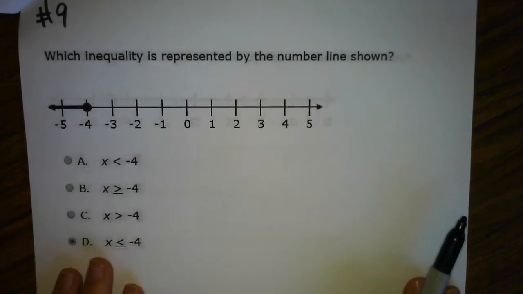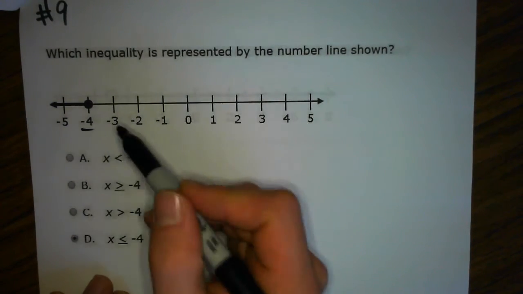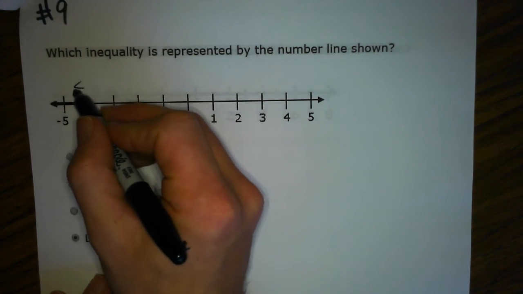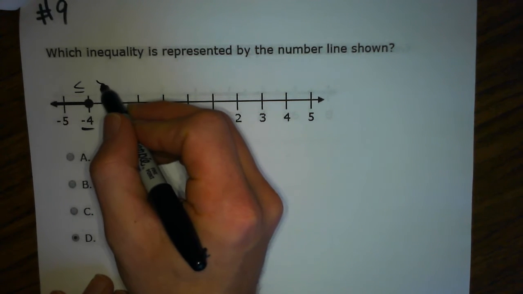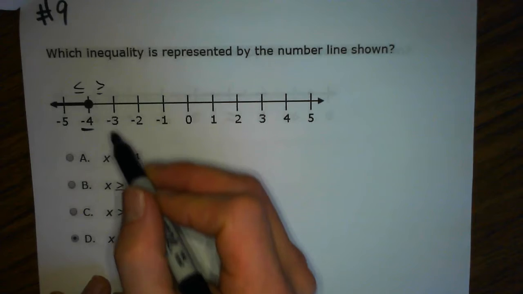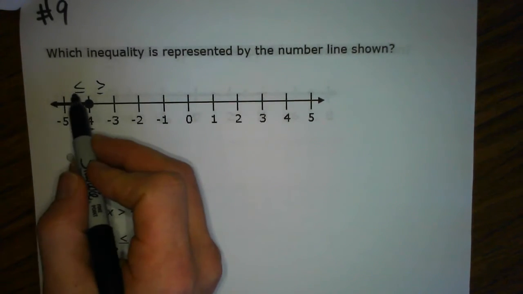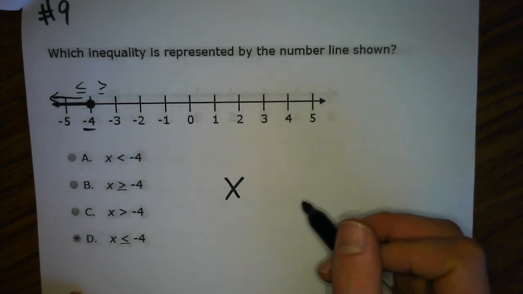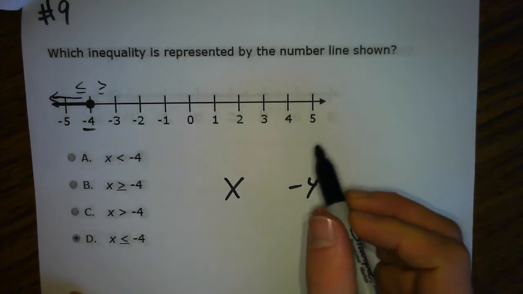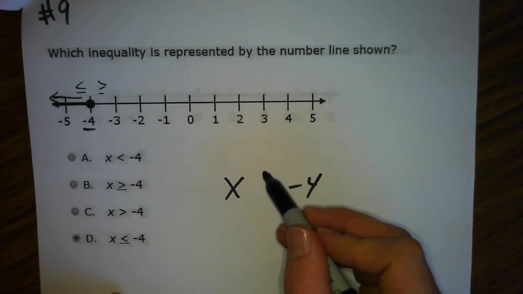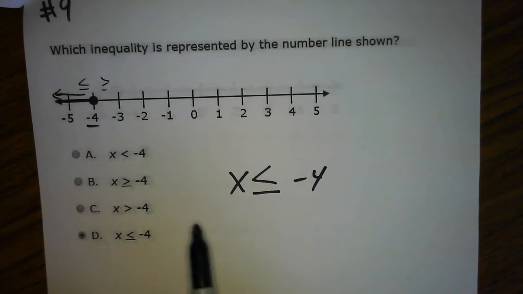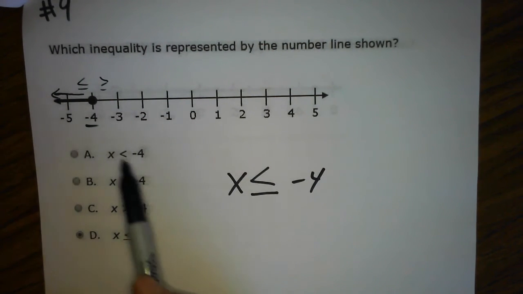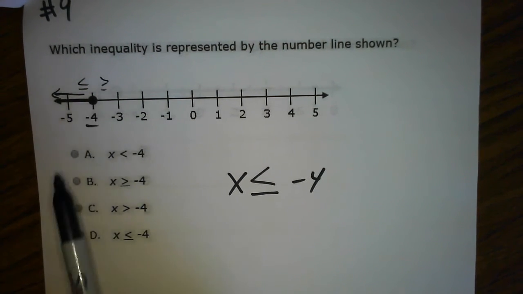Same type of question for number 9. I see that I'm at -4 on the number line. I see that the circle is closed, so it has to be less than or equal to, or greater than or equal to. And the shading is going to the left, so whatever my number is, x, I know that it has to be less than or equal to -4, because the shading goes to the left where the less than or smaller numbers are.